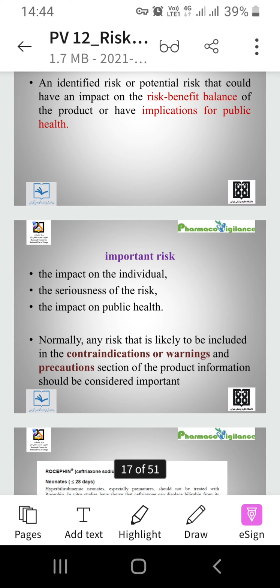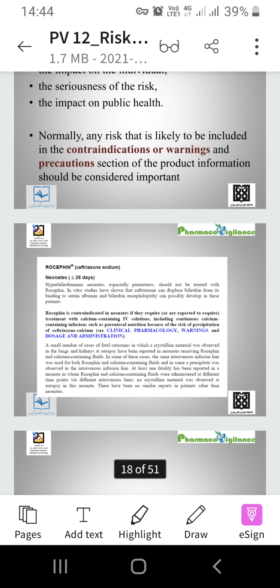Important risk. What is the important risk? This type of risk, an important risk, has an impact on individuals, has seriousness, and has an impact on public health. Normally, any risk that is likely to be included in the contraindications or warnings and precautions section of the product information should be considered important. Any risk that is likely included in the contraindications, warnings, or precautions should be considered as an important risk.